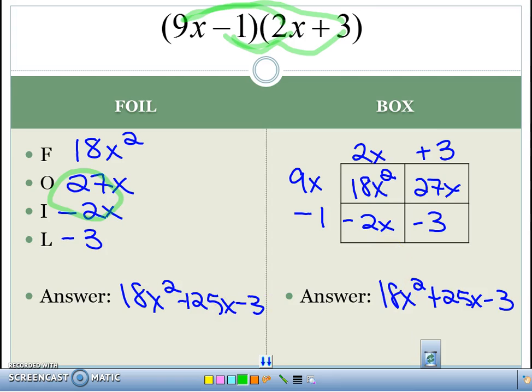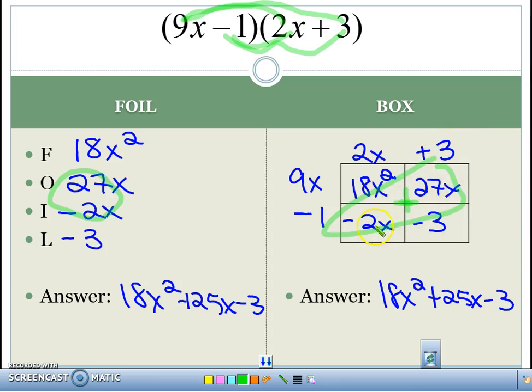This is the box method, so let's try the box method again. The first binomial, you write it here, 9x, negative 1. The second binomial, you write it here, 2x, positive 3. So you just multiply 9x times 2x, 18x squared, 9x times 3, 27x, negative 1 times 2x, negative 2x, negative 1 times positive 3 is negative 3. And you always add these two. So put a plus in the middle and circle these two.